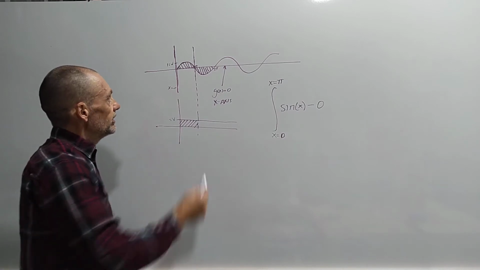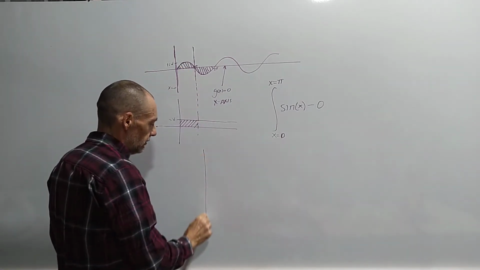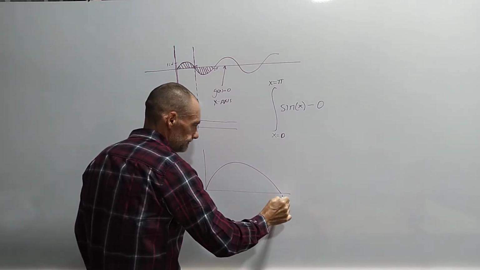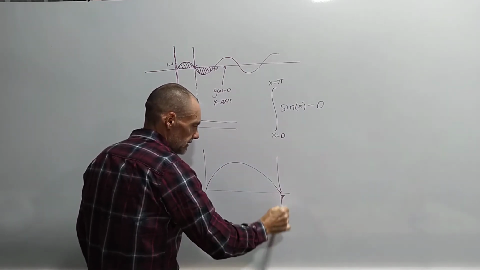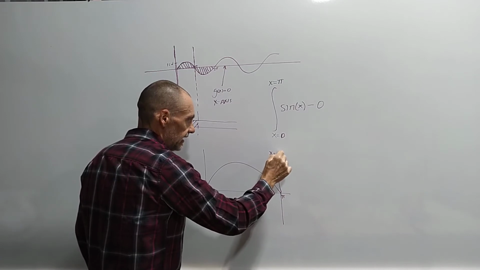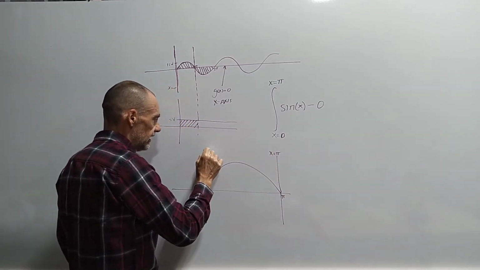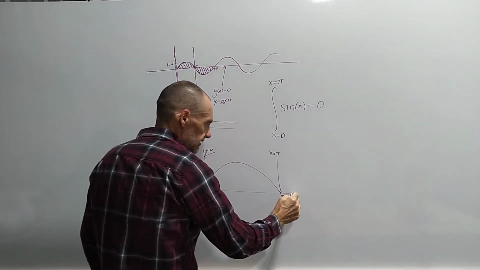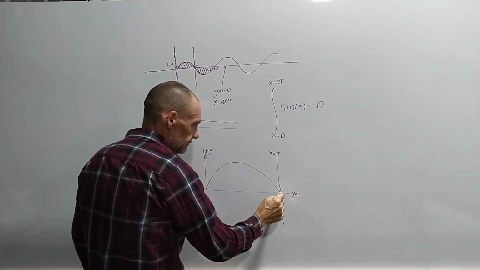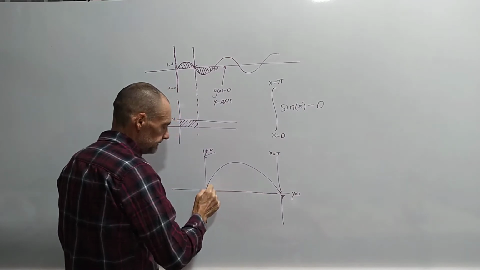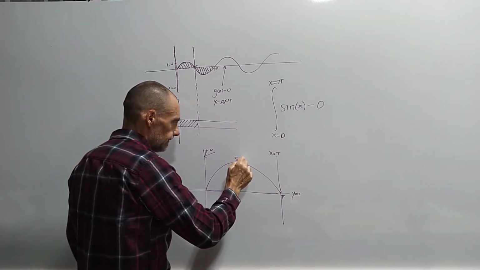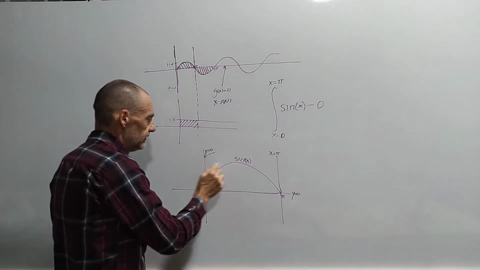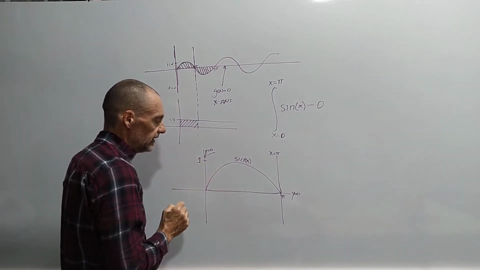Now, we're going to chop this into little vertical rectangles, right? Let's blow this up a little bit. So we have, this is the line x equals pi. This is the line x equals 0, right? This is the line y equals 0. And this curve is sine x. And this value here would be 1, okay?